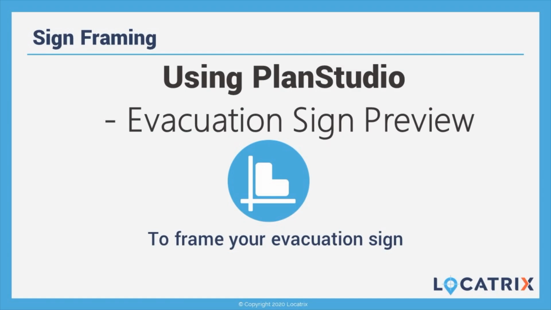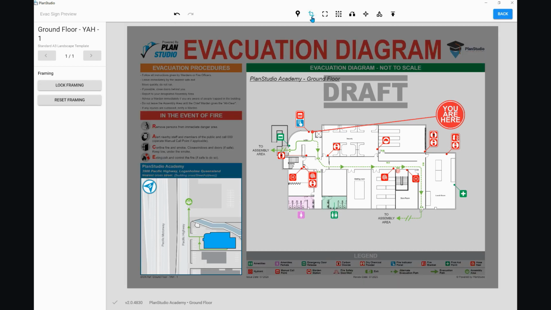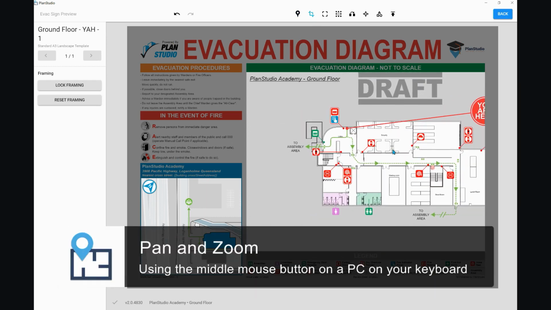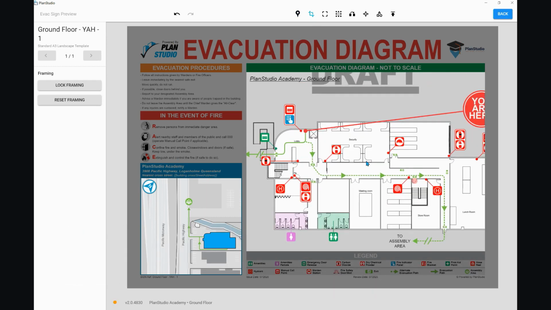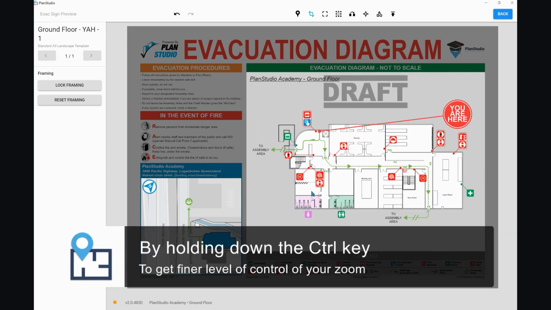Framing. We will now frame up our floor and site plan areas on our sign. In the sign framing tool, using a keyboard and mouse, we can hold down our middle mouse button or scroll wheel to pan around the page, or scroll in and out to zoom in and out, holding down the control key on your keyboard for finer control.